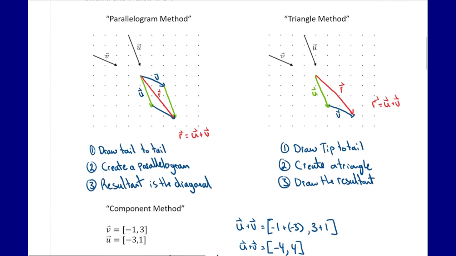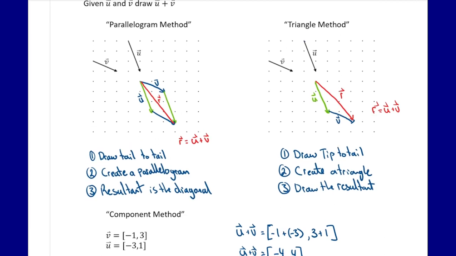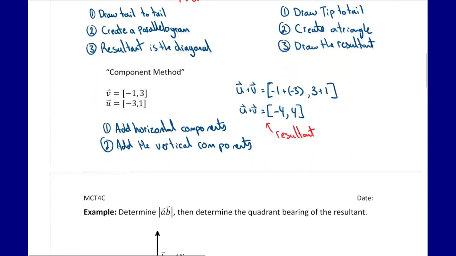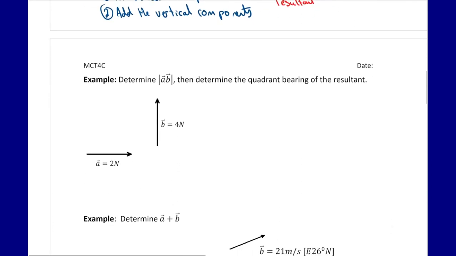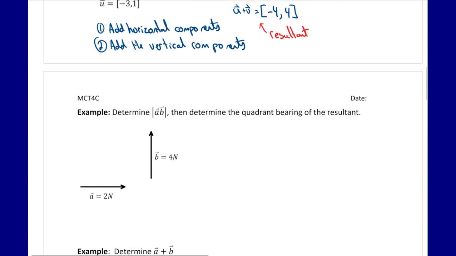And then with our triangle and parallelogram, when we're geometrically given the vectors, we can draw either a parallelogram or triangle with them to get our resultant. So let's look at a couple examples working through them. The first one: determine the magnitude of vector AB, then determine the quadrant bearing of the resultant. So basically, I need to add these two together, and I need to figure out what the quadrant bearing is.